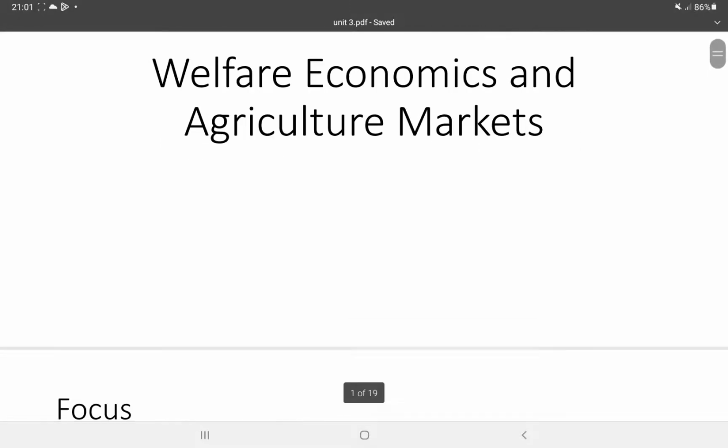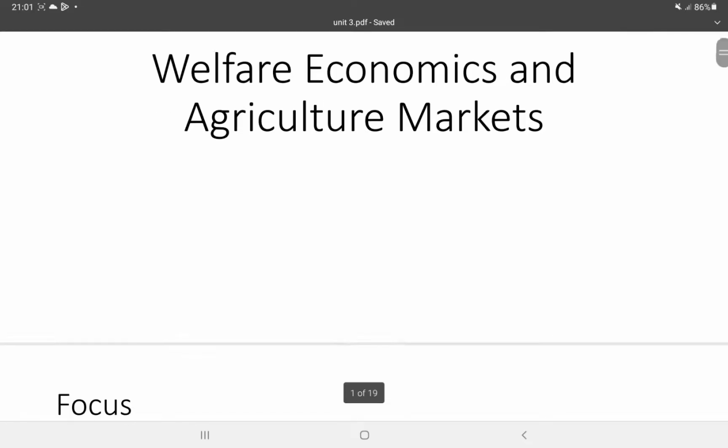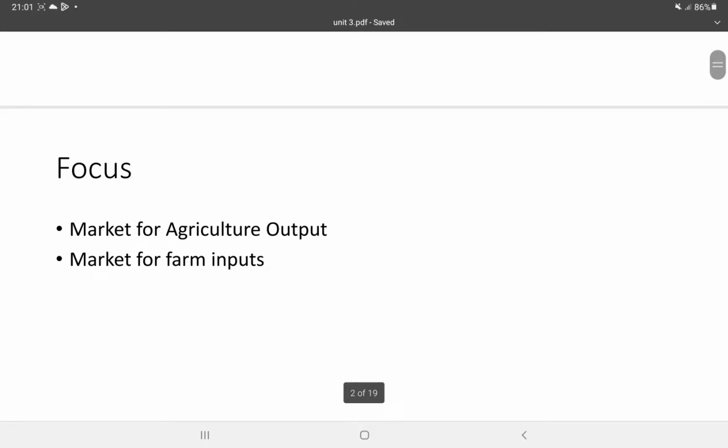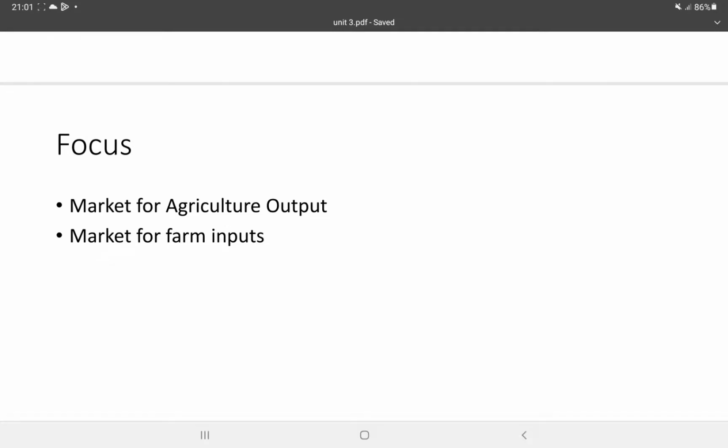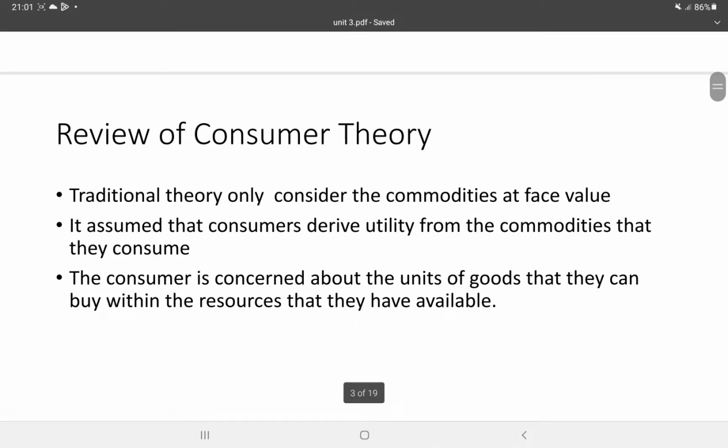And as for today, the area of interest shall be welfare, economics, and the agriculture markets. So our focus is to understand the market for agriculture output and the market for the farm inputs. Shall we just quickly try to review the consumer theory?